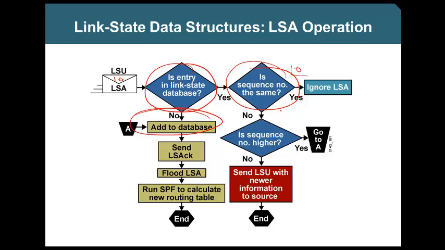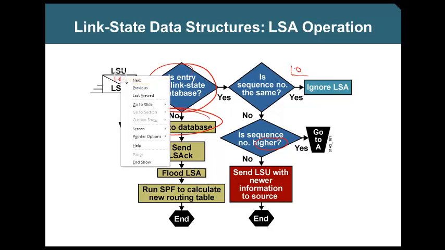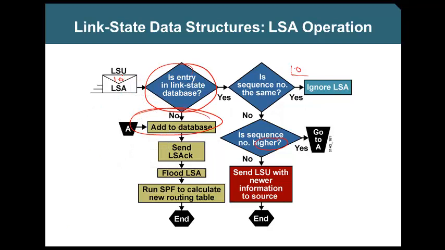If it is not same, then it should be higher or lower. Maybe this is 11, but what you have is 10. If it is higher, what does that mean? This has got some new information. That's why the neighbor is putting 11. Whenever there is a change, he will increment the sequence number and the neighbor will send it. Because it is having some new information, it needs to be stored into the database. Yes or no?